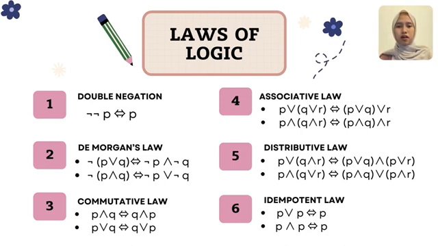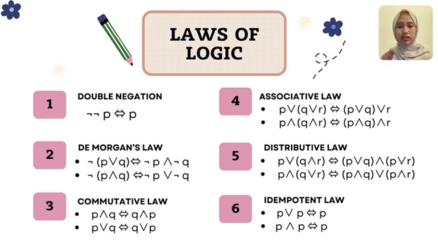The negation of P or Q is equivalent to the negation of P and the negation of Q. Same goes to the negation of P and Q is equivalent to the negation of P or the negation of Q. Third, commutative law. P and Q is equivalent to Q and P. Same goes to P or Q is equivalent to Q or P.